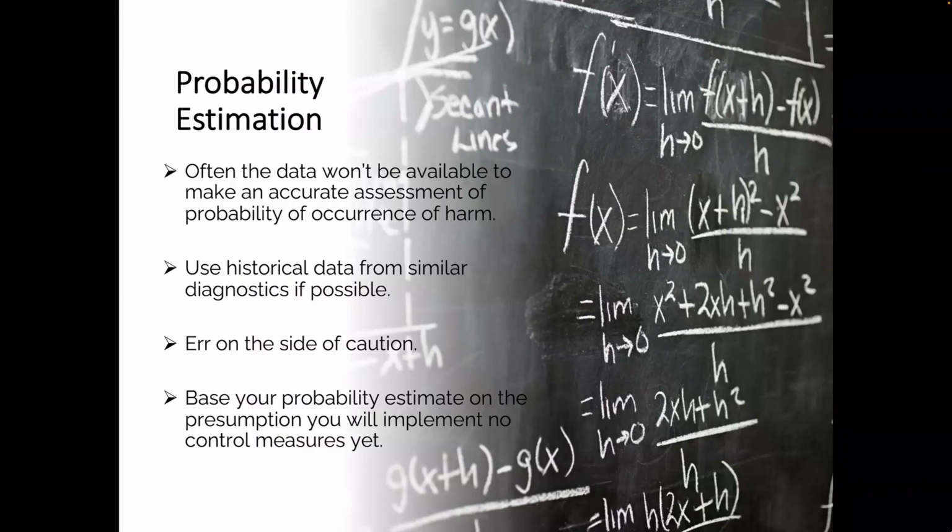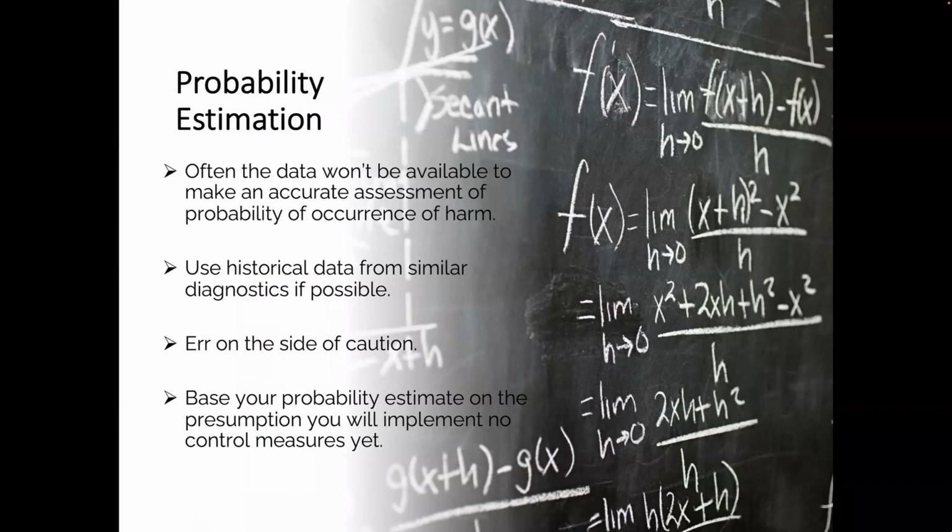Now, the probability estimation is actually quite difficult, because often when you have the medical device at the beginning, you haven't got any data available to make an accurate assessment of that. So it is a bit of a finger in the air exercise: this is the severity of an issue, how often will that generate an issue, what's the probability of it happening? You can look at other diagnostics or products for similar data to get a ballpark of what the potential for that is. Generally, you should err on the side of caution.